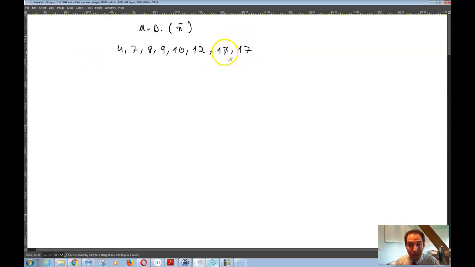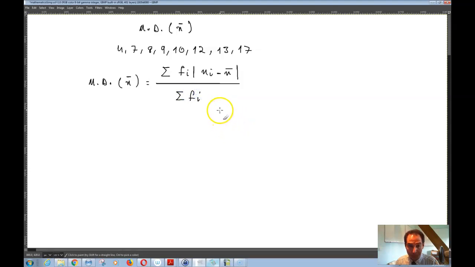In order to do that, of course you know the formula for the mean deviation about the mean: it is equal to sigma f of i times the absolute value of x of i minus x bar, over sigma f of i. If you calculate this, that gives you the mean deviation about the mean. We have already talked about the concept. You know already what that means.